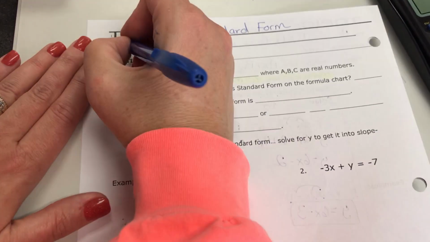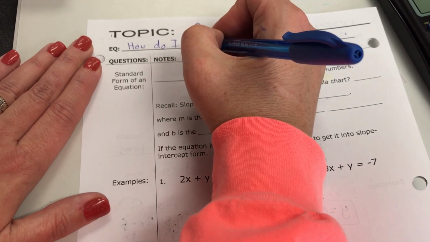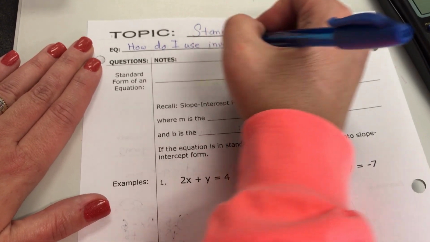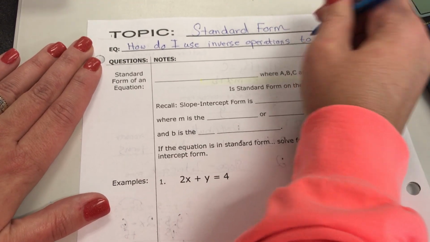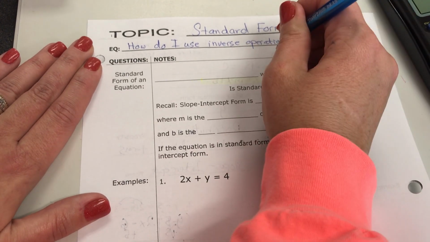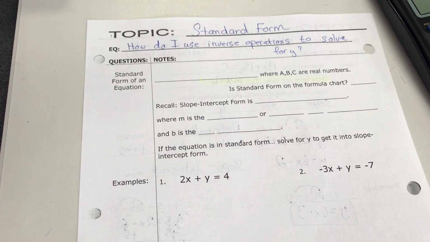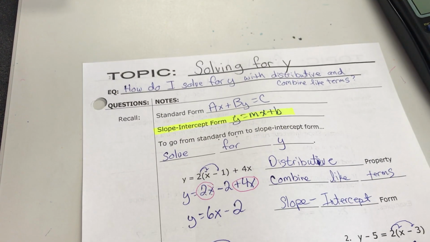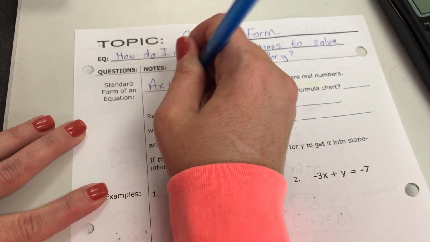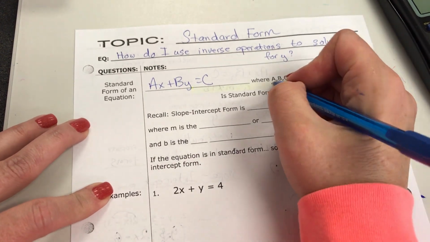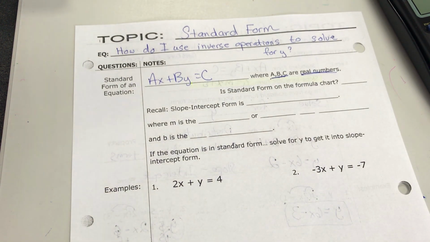And this is, how do I use inverse operations to solve for y? Okay. Now, the standard form of an equation, remember if you look right here, it is ax plus by equals c. It is where a, b, and c are real numbers. They are just normal numbers, y'all, okay?